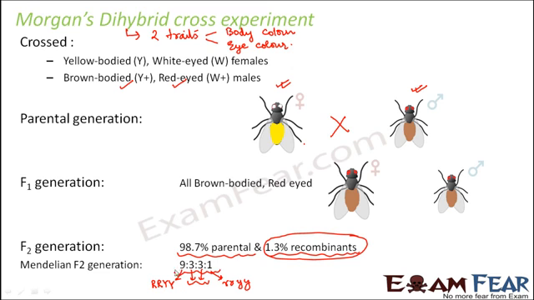So in the case of Mendel's genetics, we saw that a lot of recombinations were being produced. But now we saw that most of the offsprings in the F2 generation were similar to parents. So they did not have much change. Only a very few of them had some changes. So now there was a discrepancy, the discrepancy between Morgan's dihybrid cross and Mendel's dihybrid cross.